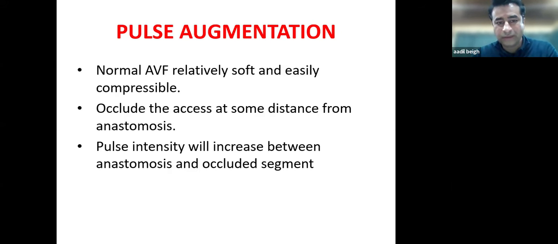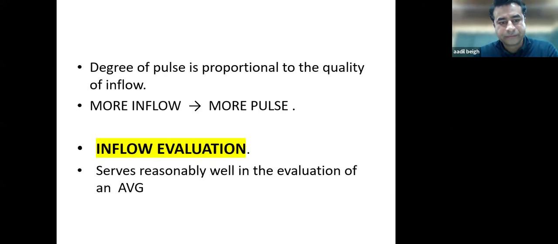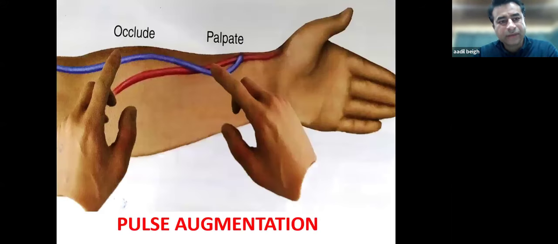So when there is no pulse augmentation, that means there's a lesion in the inflow. When on arm elevation the fistula is not collapsible, that means there's an outflow stenosis either in the mid body or in the outflow. So it's like this. When you occlude the segment and you palpate, there's an appearance of pulse, and the intensity of pulse will tell you how much patency there is of proximal, distal, anastomosis, and juxtaanastomotic segment.